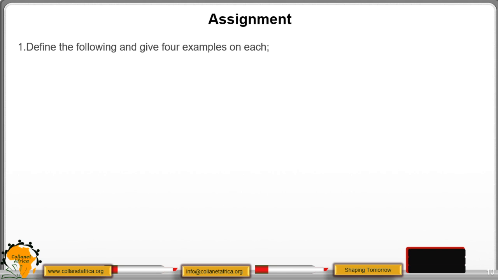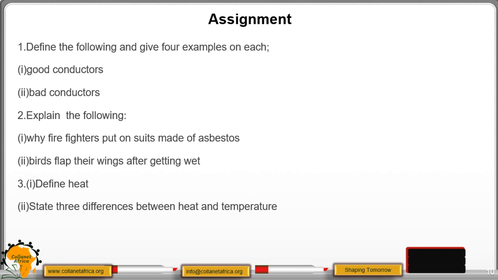We have the assignment. As you can see, these assignments are coming from the notes or from the video that you have just listened to. So make sure that you get everything.